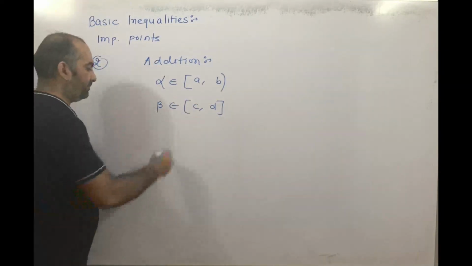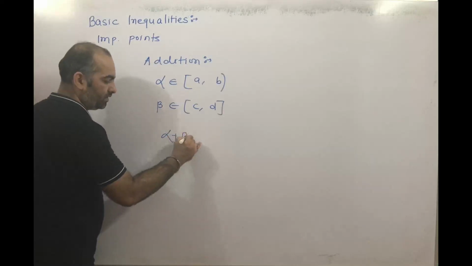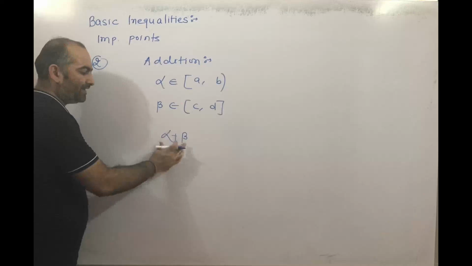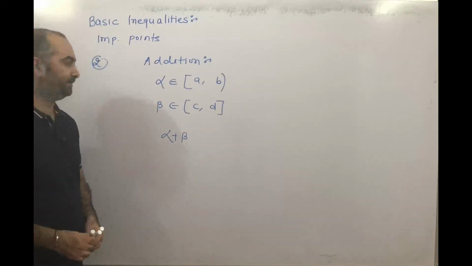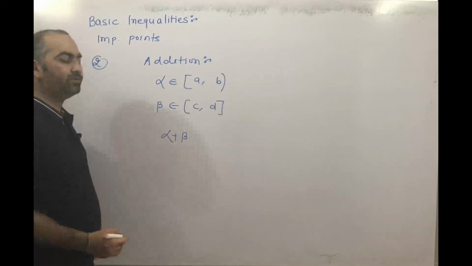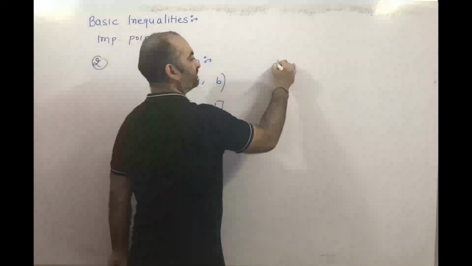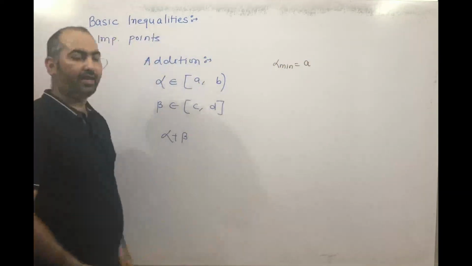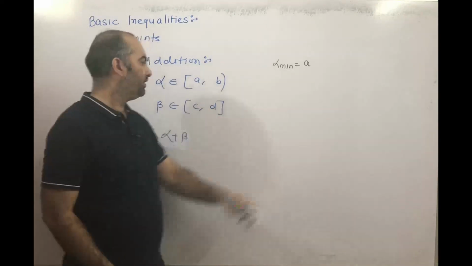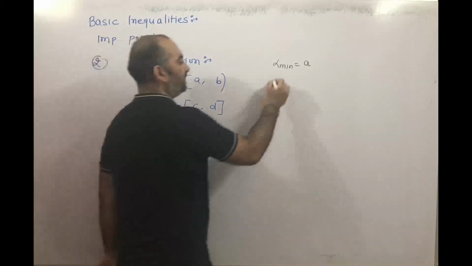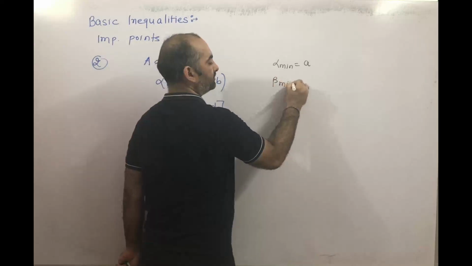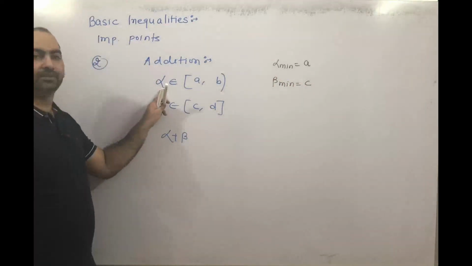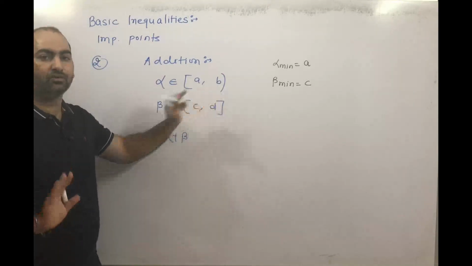Then we want alpha plus beta. Okay, so alpha plus beta we want, that means you have to add these two, then only you will get alpha plus beta. So how to add? To add this one, what you will do? First thing, what is alpha minimum? That is A. Okay, and equal to A is possible. Okay, what is beta minimum? Beta minimum is C. And what is alpha maximum? That is B, but equal to B is not possible.